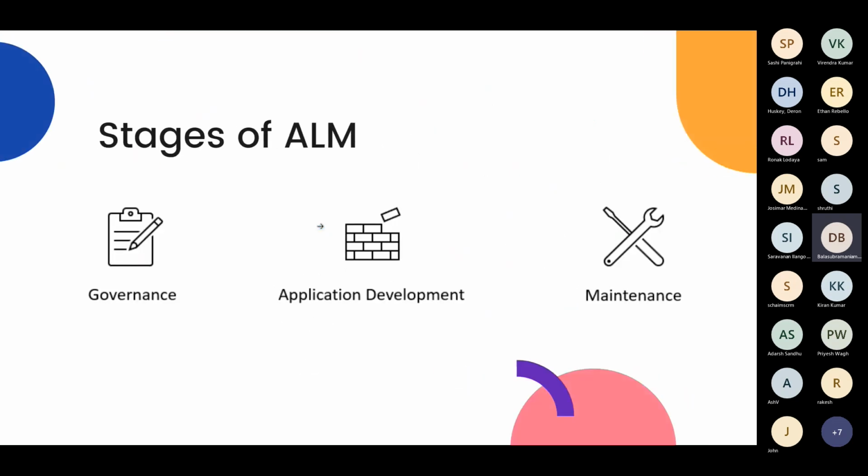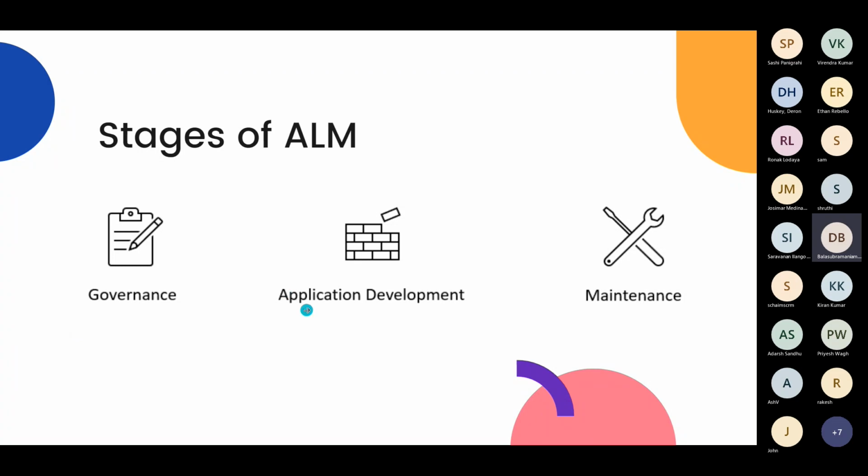Now let me take some time and speak about all the stages in the ALM process. The first one is governance, which includes requirements management, resource management, and some system administration, such as data security, user access, change tracking, review, audit, deployment control, and rollback. All this falls under governance.